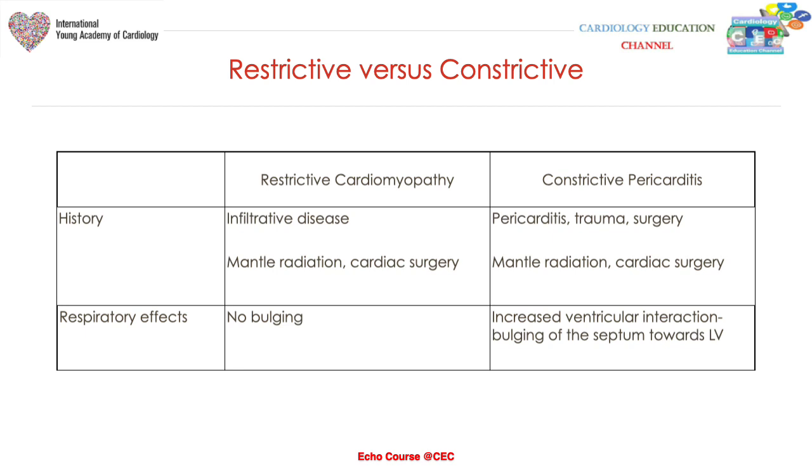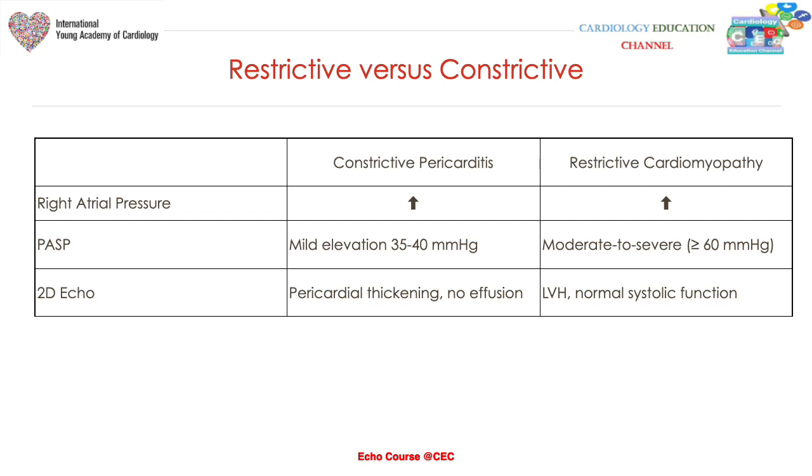And in constrictive pericarditis, you may have a history of recurrent pericarditis, you may have a history of chest trauma, cardiac surgery before, and you may have prior exposure to radiation. And for the respiratory effect, in restrictive cardiomyopathy there is no septal bounce, but in constrictive pericarditis there's a classic septal bounce you can see. Also, the right atrial pressure is elevated in both, and the pulmonary systolic pressure in constrictive pericarditis is usually mildly elevated, but in restrictive cardiomyopathy it's moderately to severely elevated because the main problem here is in the diastolic function.